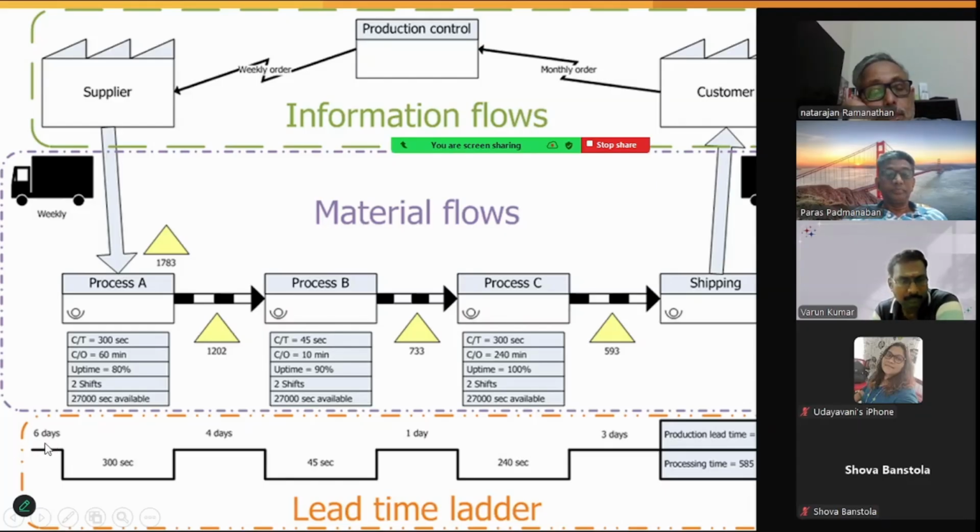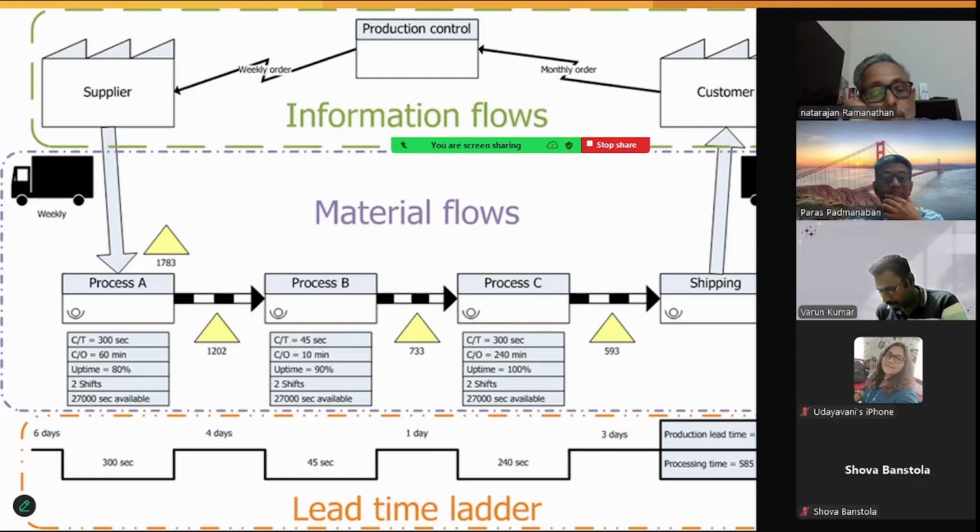Natarajanji, Parasji, please confirm. We are tracking the life of one piece for calculating the throughput time. That exactly is the exercise. Uday ma'am, please come on screen. I will need your support here. I want to calculate the throughput time, which is how much time one particular piece will spend.